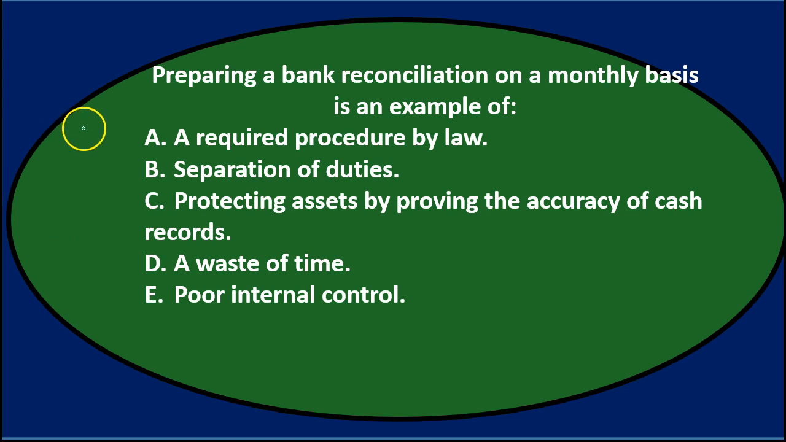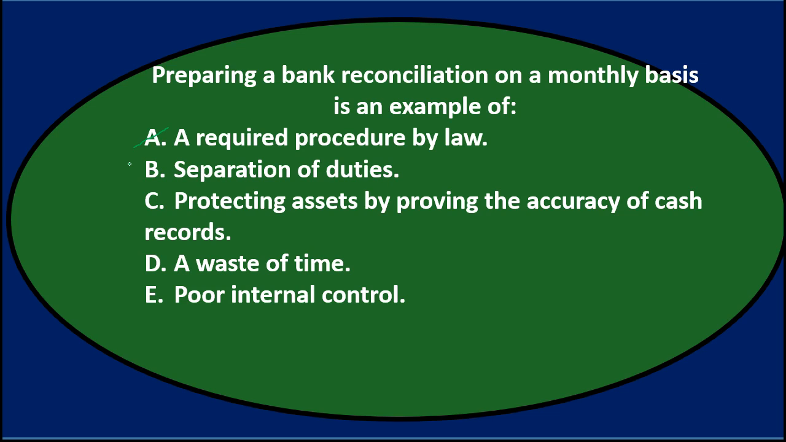So we'll go through these one more time and see if we can eliminate some of the options with the process of elimination. Preparing a bank reconciliation on a monthly basis is an example of either A, required procedure by law. Now, typically it's not really required by law. It might be for publicly traded companies, to be in compliance and be part of the internal control process for the audit process, but not typically for non-publicly traded companies at least. So I'm going to say it's not really a requirement. It's usually something the company would want to do. So I'm going to eliminate that.